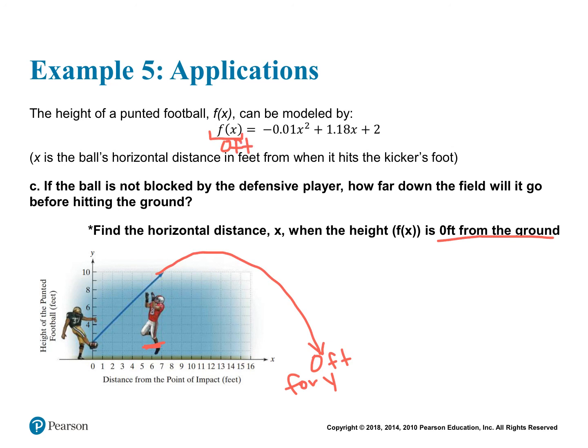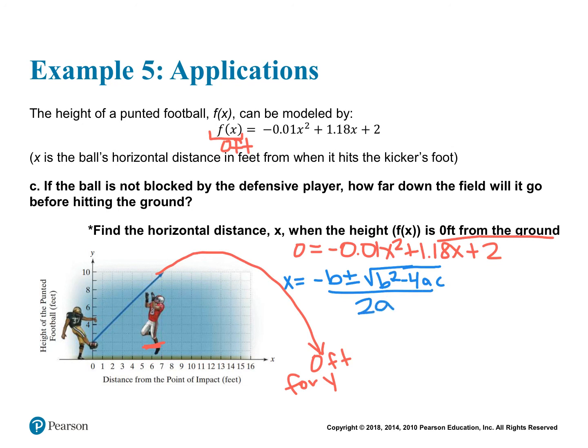So we're trying to find when this f of x equals 0 feet. So we're setting our equation equal to 0 and trying to find what our x value is. How far did it go down the field from the point of impact? So this one you're definitely going to want to use the quadratic formula because we have so many decimals here. You're not going to want to try to factor this. So if you remember, it's negative b plus or minus the square root of b squared minus 4ac, all over 2 times a.